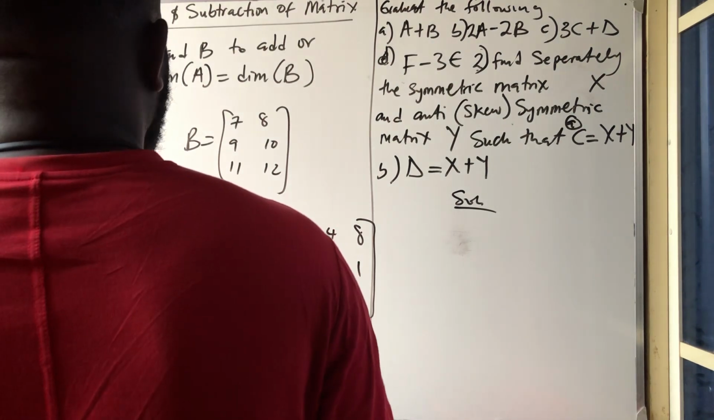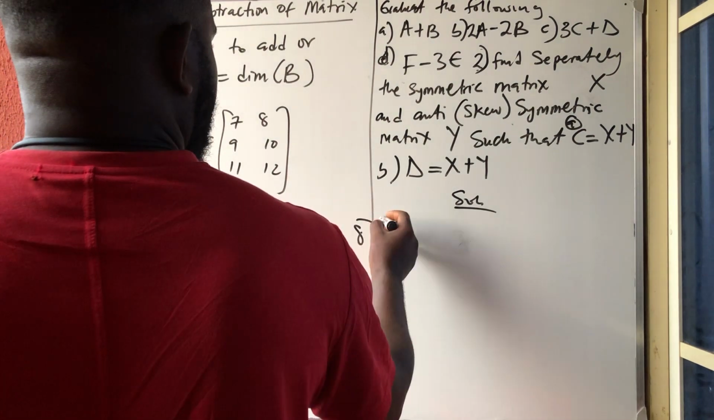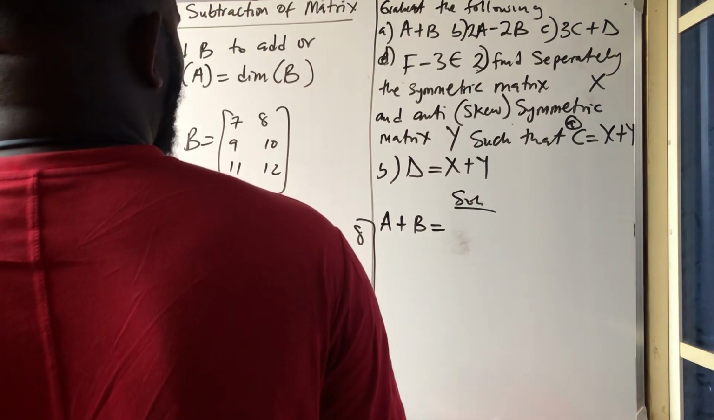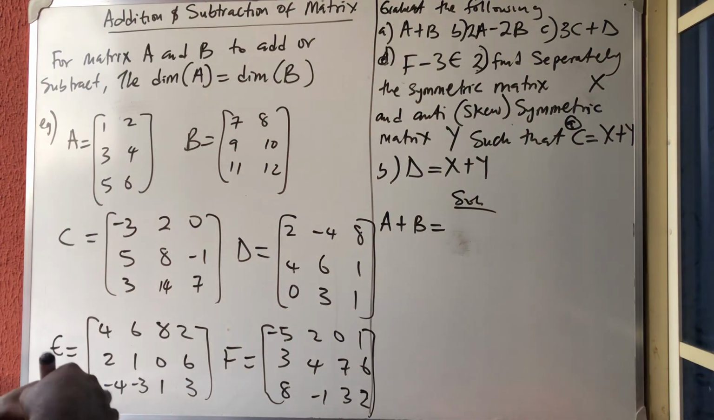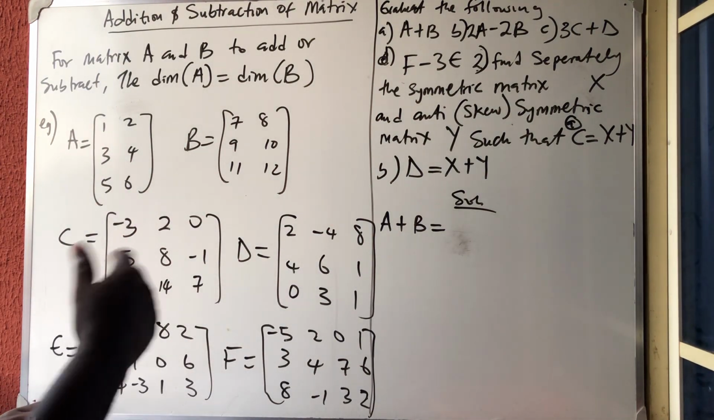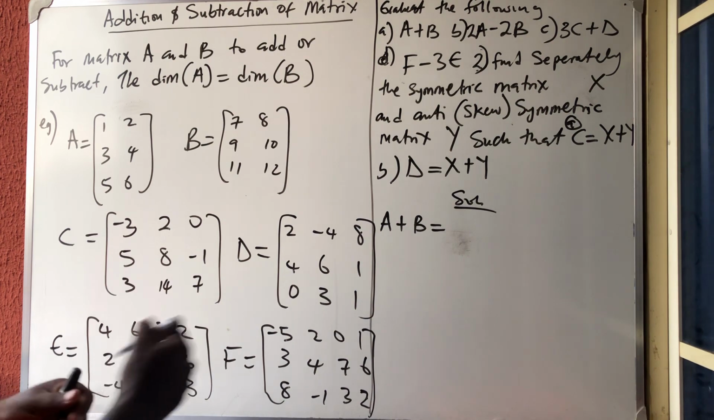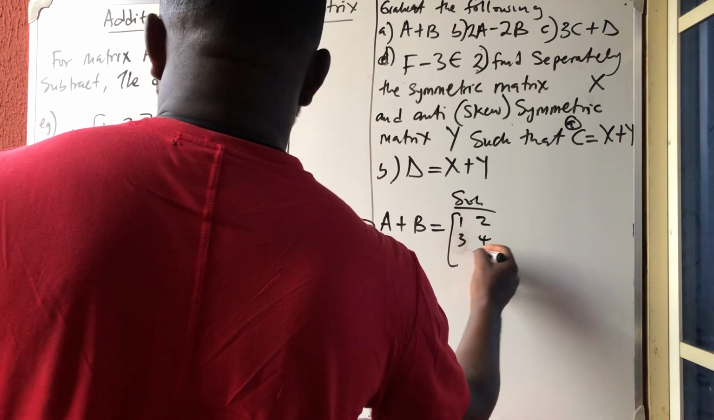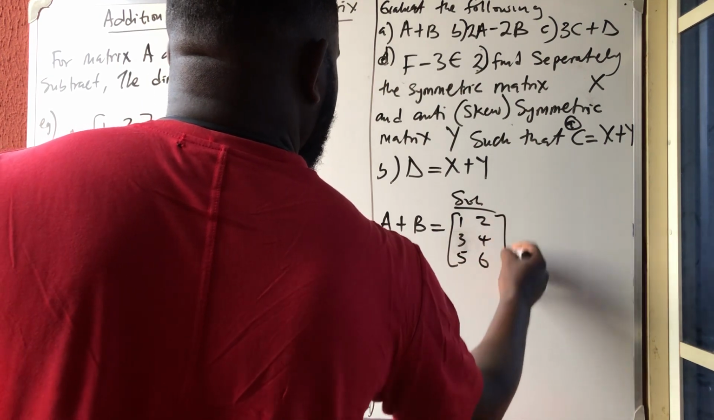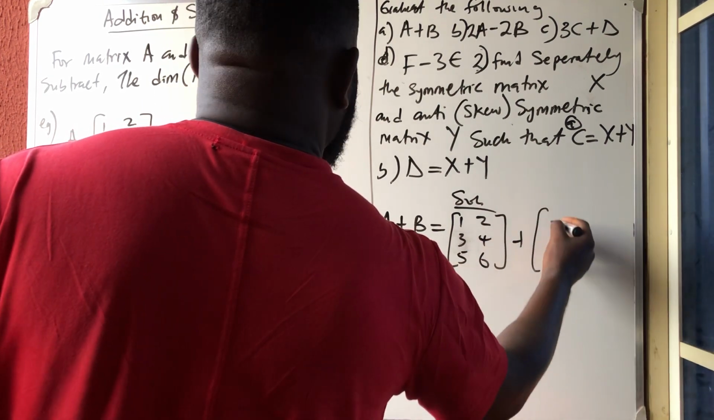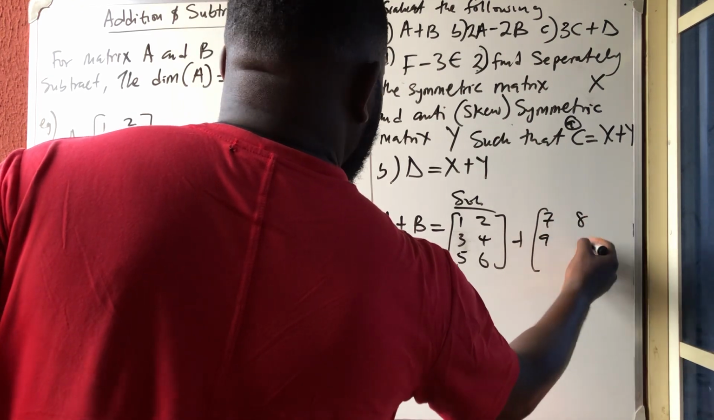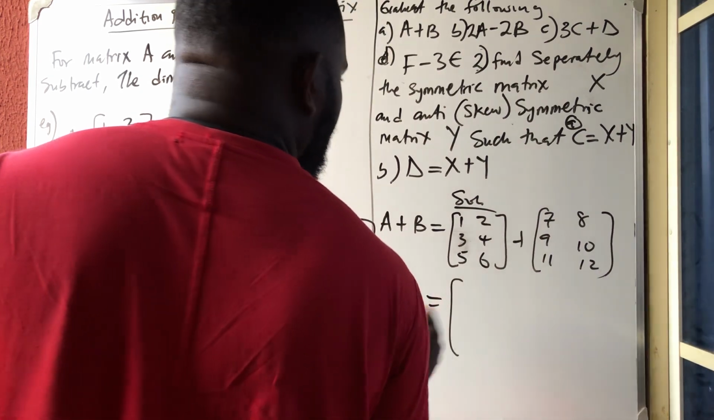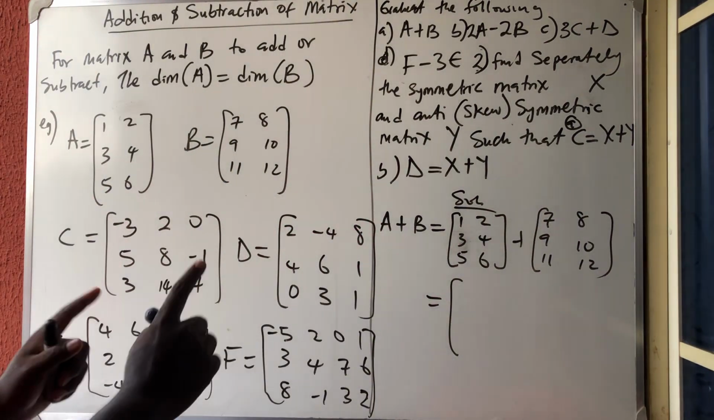Now we want to find A plus B. Now in matrix, why the dimension must be the same is because we add or subtract them component by component. Okay, look at what I mean by that. Look at A. A is 1, 2, 3, 4, 5, 6, plus B, which is 7, 8, 9, 10, 11, 12. So now to add them is what? Component by component, each in their position.